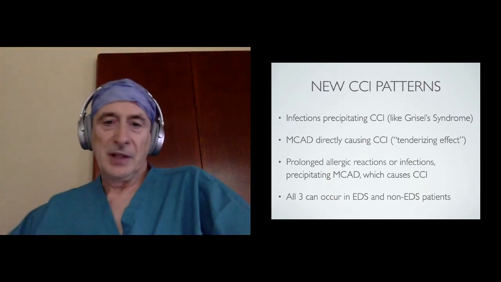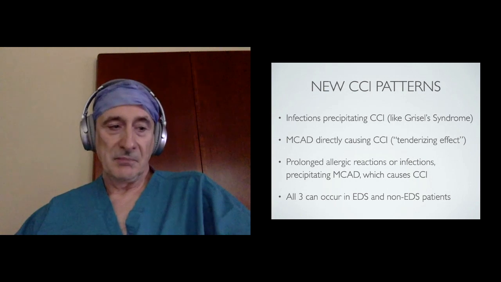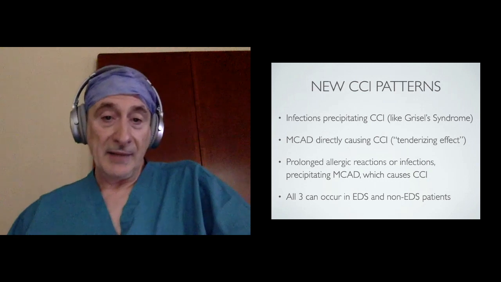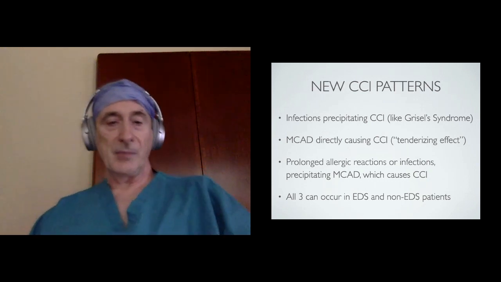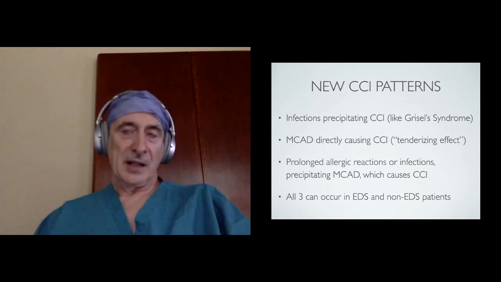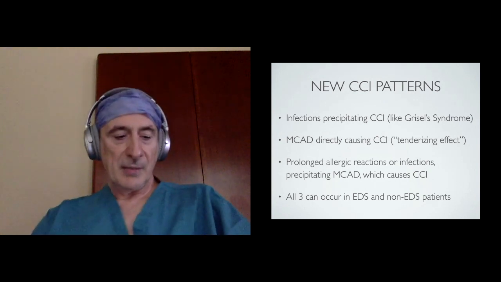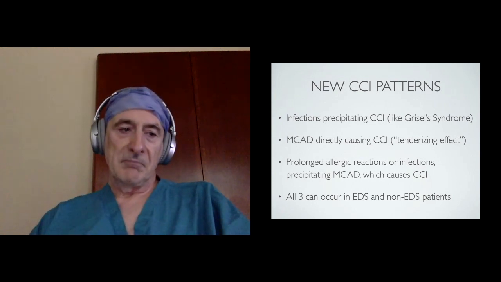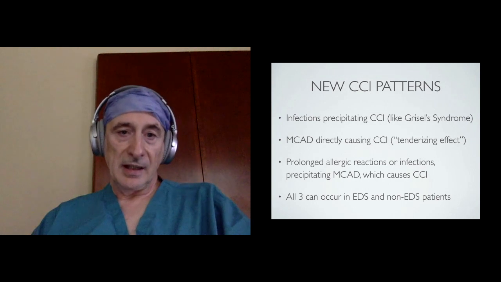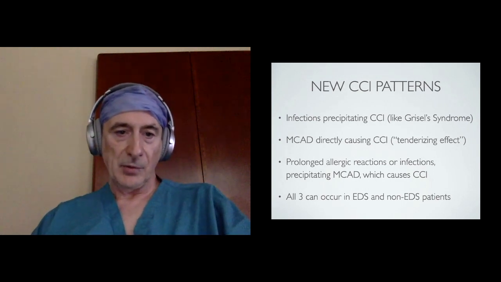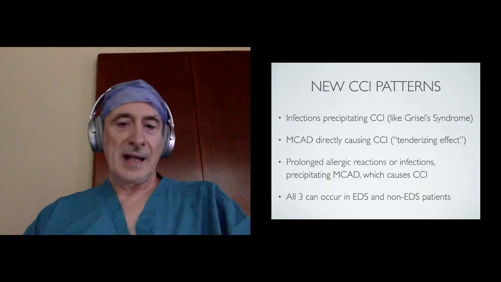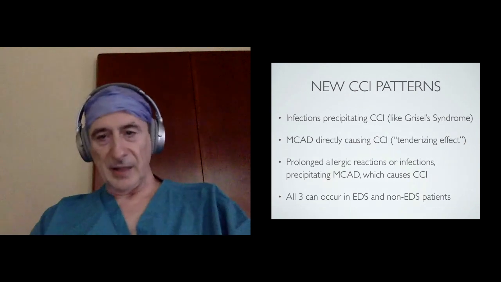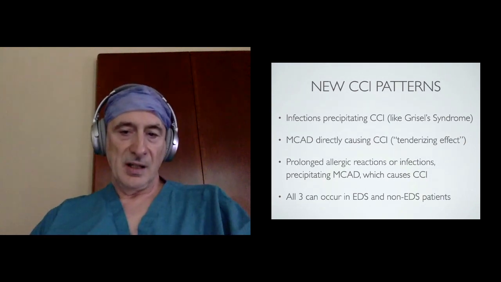I've seen many people who did not have EDS becoming unstable after an infection. I saw people having a recognized diagnosis of mast cell activation disorder developing cranial-cervical instability, because the products coming from the mast cells can actually tenderize the ligaments, like beating a steak. I did not know that, and now I find them more and more. Prolonged allergic reactions or infections can actually precipitate mast cell activation, which by the tenderizing effect can cause cranial-cervical instability.